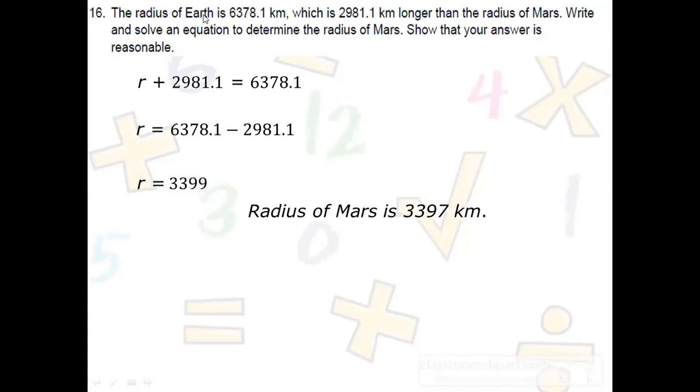Again, I'm repeating, sometimes you might get confused. Here they said the radius of Earth is 6,378.1, which is 2,981.1 kilometers longer than the radius of Mars. So the radius of Mars is something plus 2,981.1 is equal to 6,378.1. So to find it out, you do the opposite. If you do, you will get 3,397.